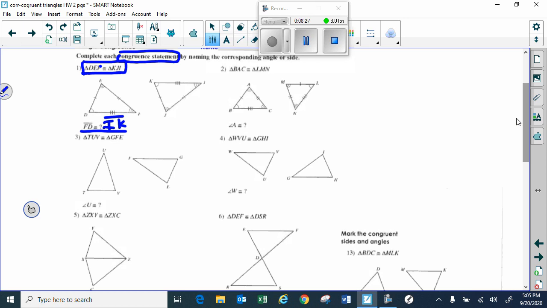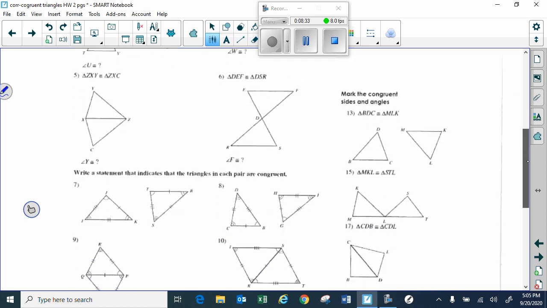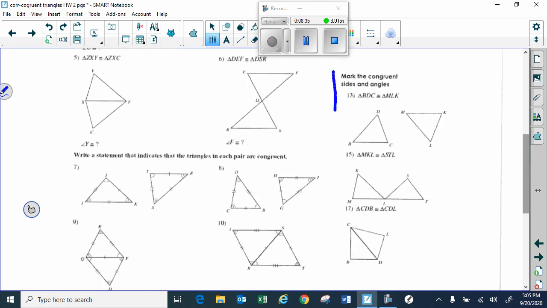So that's all you're doing for this top, all these right here, until you get to, if we look on the right side over here, 13, 15, and 17. There's another set of problems. And then here you're writing a congruent statement that matches up the two triangles being congruent. We'll do one of each.